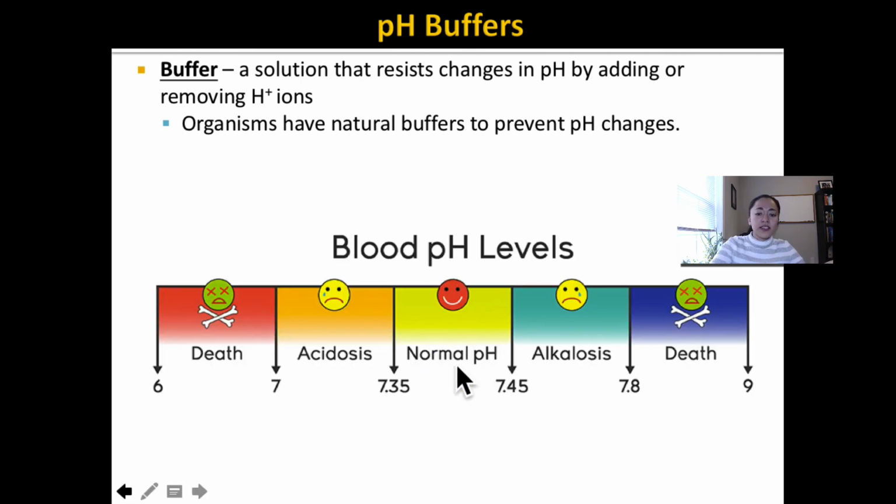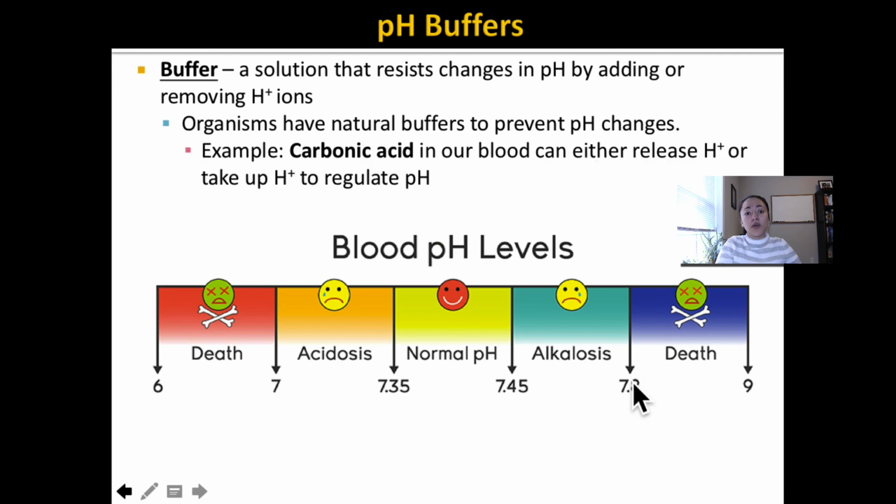Our normal pH level is between 7.35 and 7.45. If our pH drops below 7.35 or rises above 7.45, we would start to feel the effects of that. If the pH in our blood drops to 7 or below, we could die, and above 7.8, we could die. So our body naturally produces a buffer called carbonic acid that can release hydrogen ions or take up hydrogen ions in order to regulate pH.